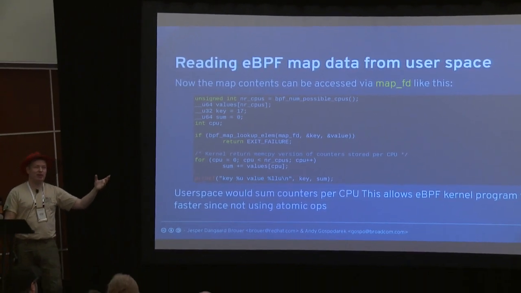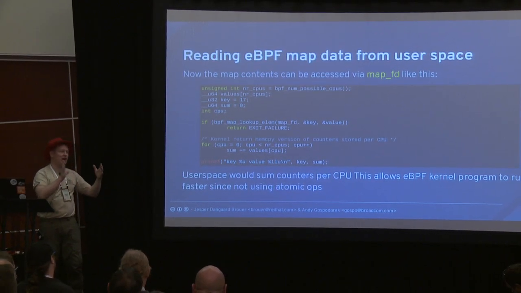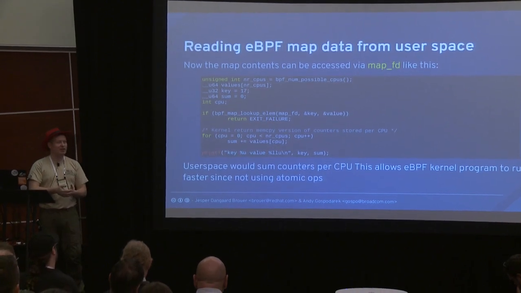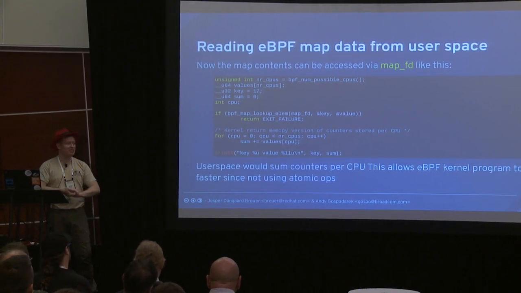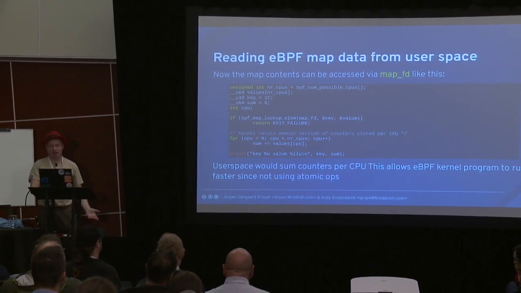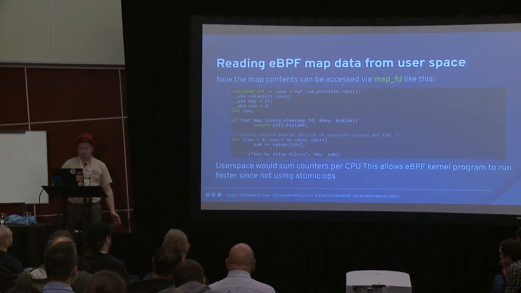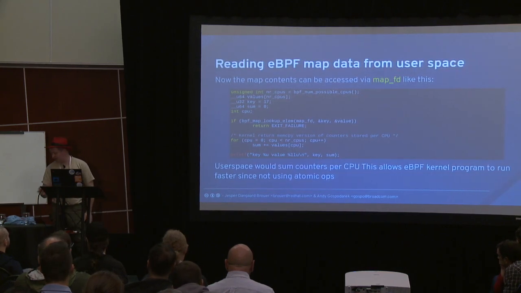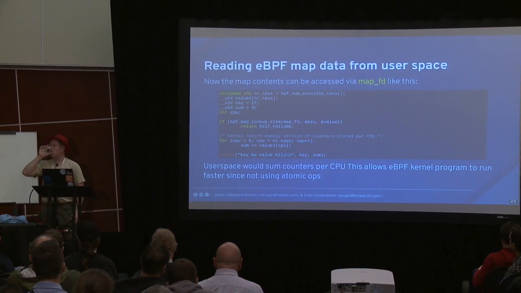So we get the benefit of performance on the kernel side, but we have to do a little bit more on the user space side to sum this up. And that is a good optimization, to push a little bit more work on the user space than on the fast path. Do you want anything more about this? No. I think we probably got to hustle too.